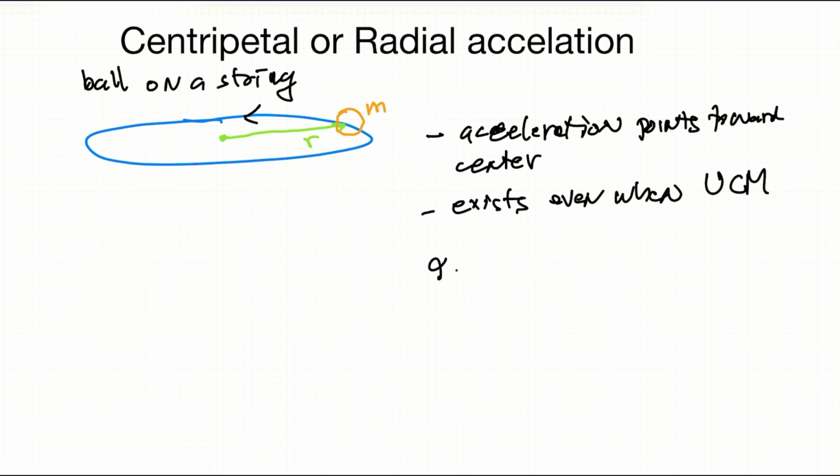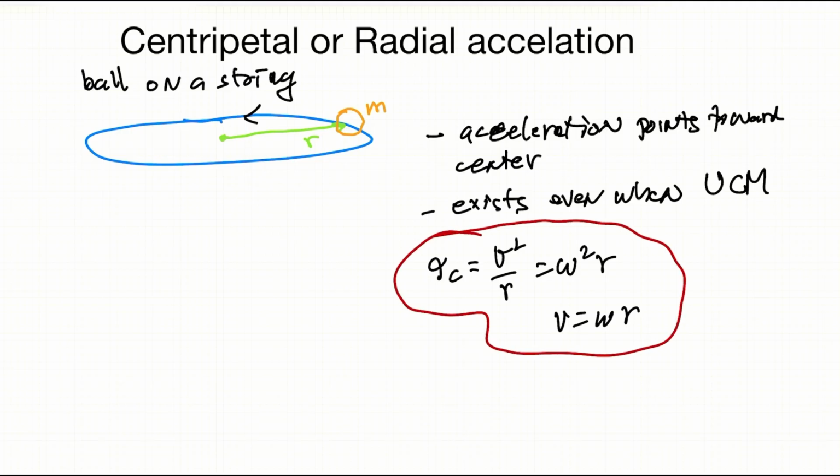So we can say the centripetal acceleration is the velocity squared over the radius, which is just equal to omega squared r. And I just did the substitution, v is equal to omega r. So that's going to be one of our important equations right here. Centripetal acceleration is the velocity squared divided by the radius, or it's the angular velocity squared times the radius.